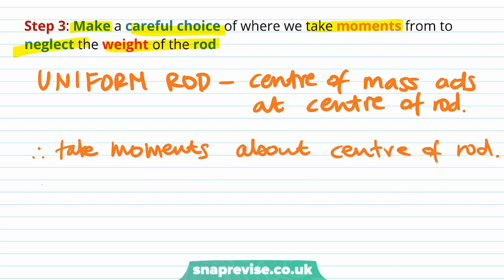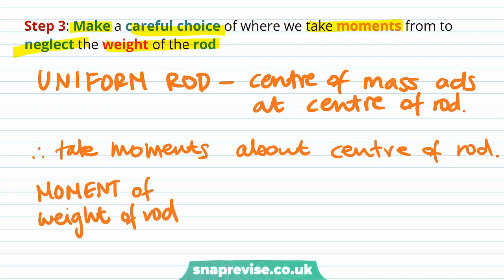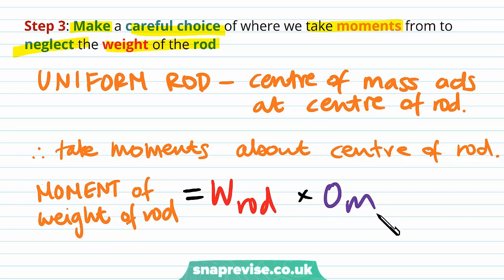So we can double check this. If we then were to find out the moment of the weight of the rod, we would find that it's equal to its weight multiplied by 0. Because if we're taking moments about the centre of the rod, the weight of the rod is going to act through its centre since it's uniform. So therefore the distance of the line of action of the force from the point at which we're taking moments about is going to be 0. So this gives us a moment of the weight of the rod which is equal to 0.